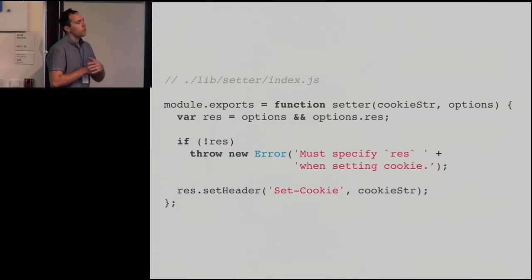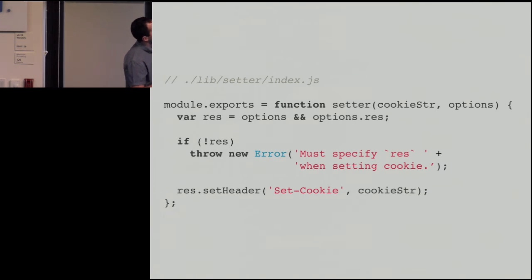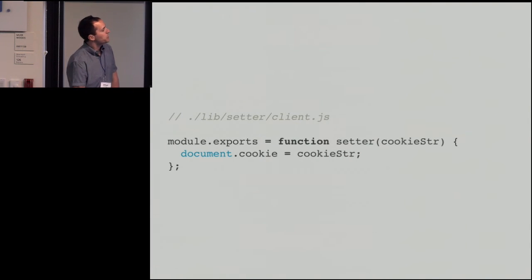And so here's our node implementation, lib setter index.js. And so here we export a function that takes the cookie string as the first argument, and then takes options as the second argument. And the reason we take options is because we need that response object. And if we don't provide that response object as an option, then we're going to throw an error. But assuming that we have it, we will just set a header called setCookie and pass the cookie string. And the client implementation is very simple. Document.cookie equals cookie string.